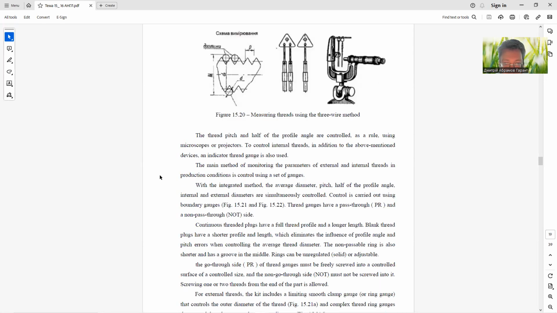The thread pitch and half of the profile angle are controlled, as a rule, using microscopes or projectors. To control internal threads, in addition to the above mentioned devices, an indicator thread gauge is also used. The main method of monitoring the parameters of external and internal threads in production conditions is control using a set of gauges.